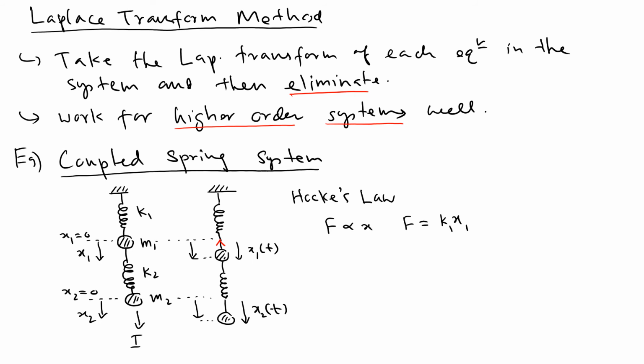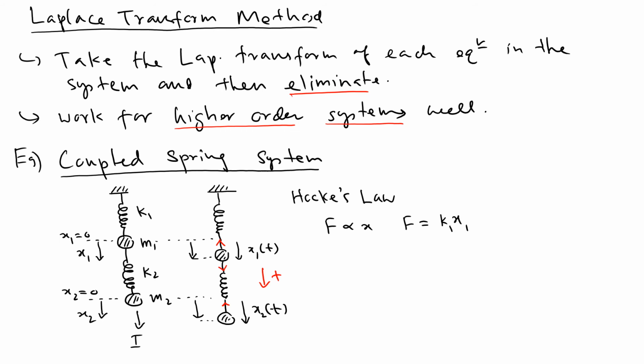In the second spring, how much it is actually stretched depends on the difference between the two. Even though the second spring goes down x2, the first one goes down x1, so the actual displacement is x2 minus x1. That's the real stretch. There's a force going up, opposite to the motion. We assume down is the positive direction, so this force is negative. So the first bob has two forces, and the second bob has only one force, in the opposite direction.